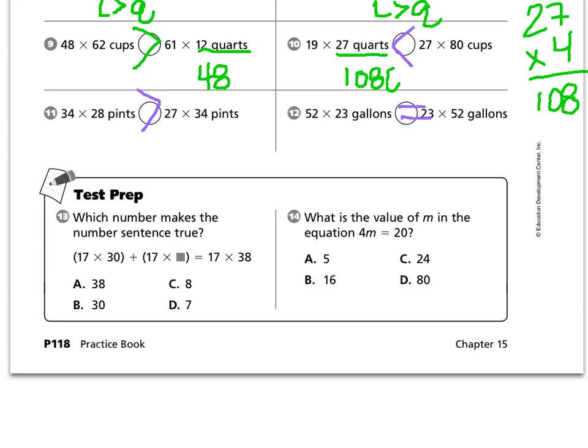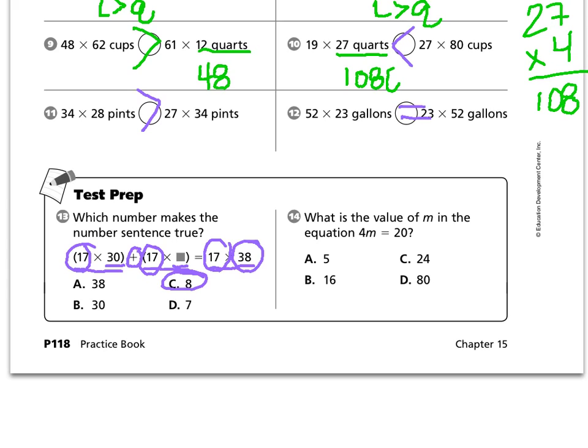Test prep. Which number makes the number sentence true? Now looking at this, you have 17 times 30 and then 17 times what? And you're going to be adding those together. Over here you have 17 times 38. Well, 17 stays the same over here. So now you have 30 plus what equals 38, and that would be 8.